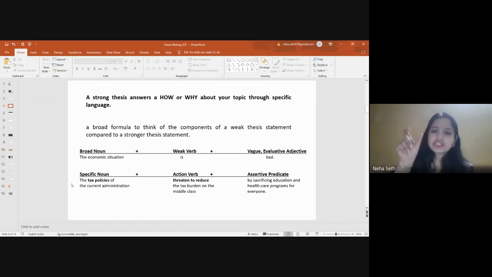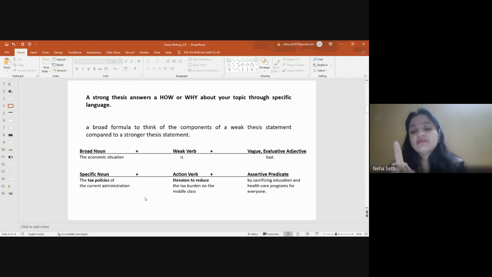So the generalized words economic situation are replaced by a specific noun, that is the taxation policy, or the tax policies of the current administration, the current government's tax policies. The weak verb is replaced by an action verb: threatens to reduce the tax burden on the middle class. The tax policies from the current administration are threatening to reduce the tax burden on the middle class.